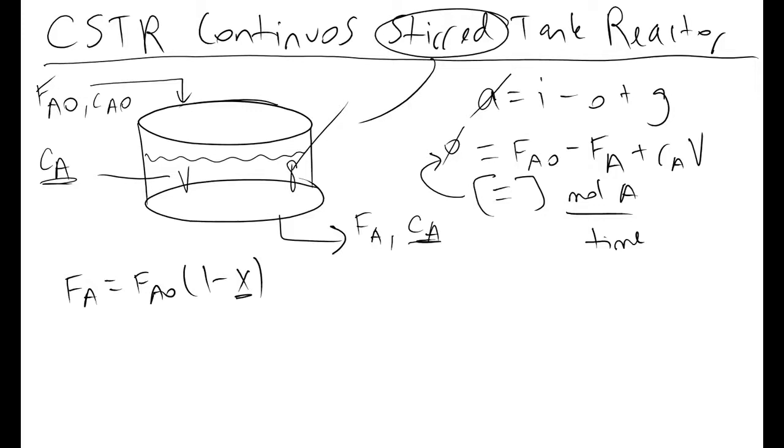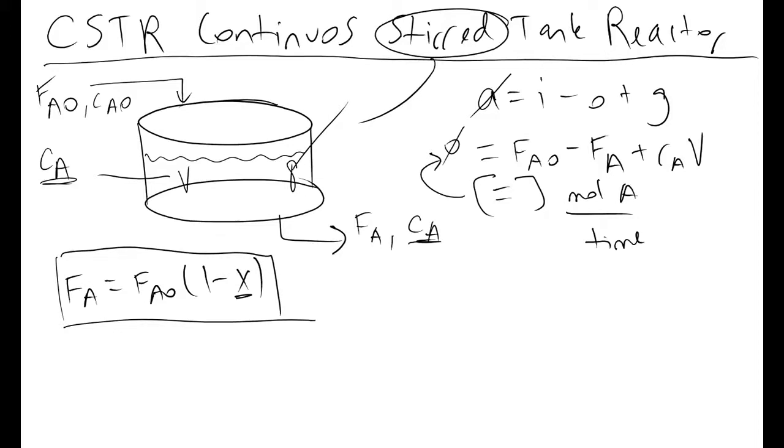And then the other extreme is when X is equal to 1, when 100% of the reactant A becomes B or some other product, we would expect to have no A in our outlet stream. In that case, we would have FA naught times 0, which equals 0, which is what we intuitively expect to happen with 100% conversion. So understanding this relationship is key. And a good review would be doing Stoich tables.